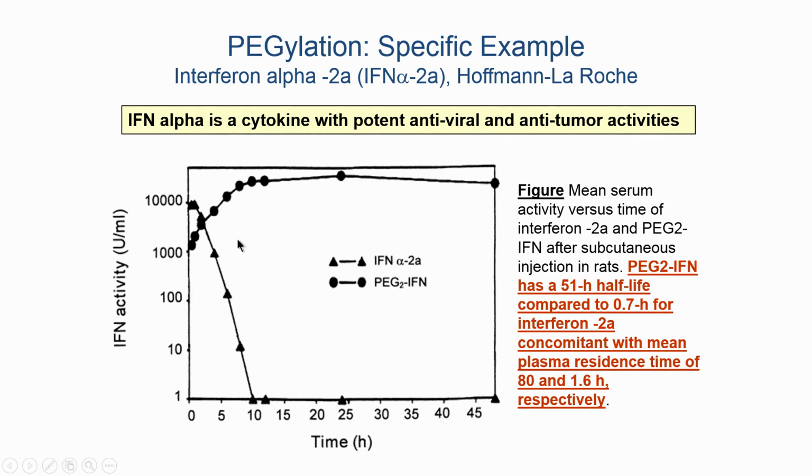Notice how they both start from different points here, and then for the free drug the concentration goes down, whereas for the PEGylated drug it goes up. Can you guys think of a reason why this is the case? This is subcutaneously injected in rats. I will give you a moment to think over it.